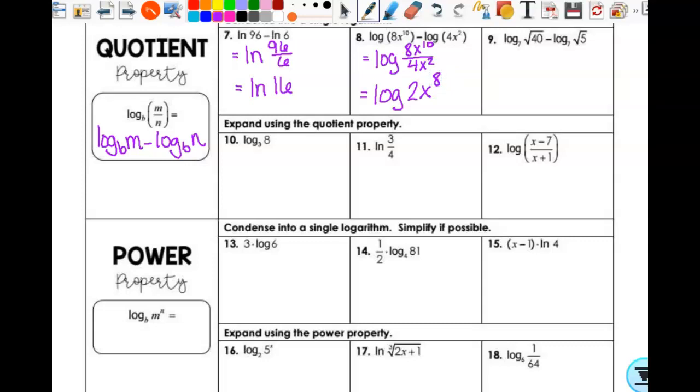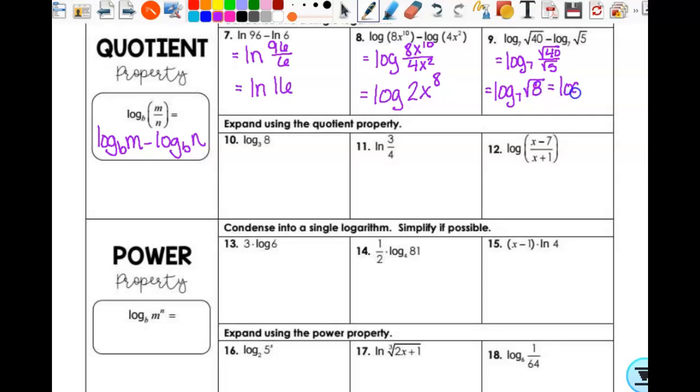All right, and so then this one, that's going to give me log base 7 of the square root of 40 over the square root of 5. So this is the same thing as the square root of 40 over 5. You can divide everything that's under the square roots. There's no addition or subtraction to stop me. So this just becomes the log base 7 of the square root of 8.